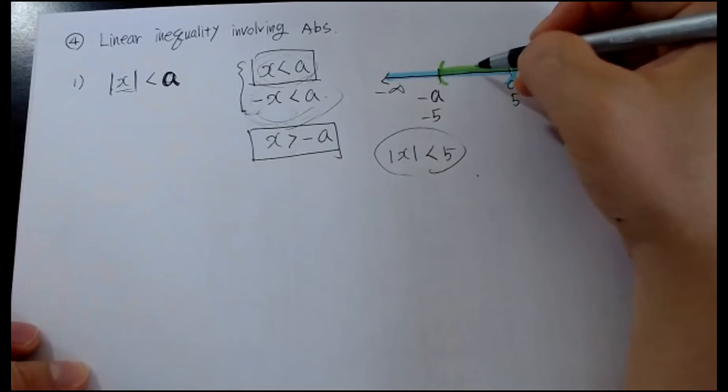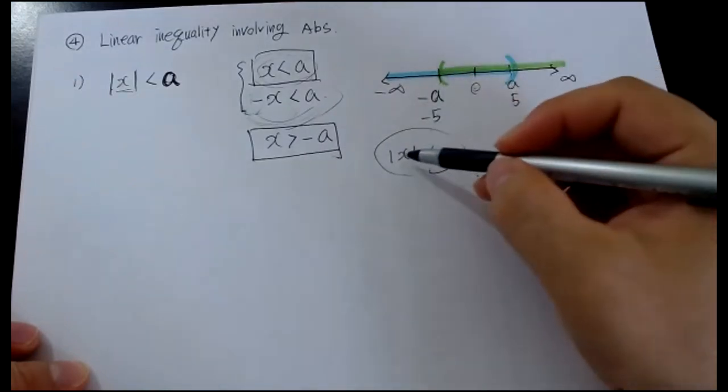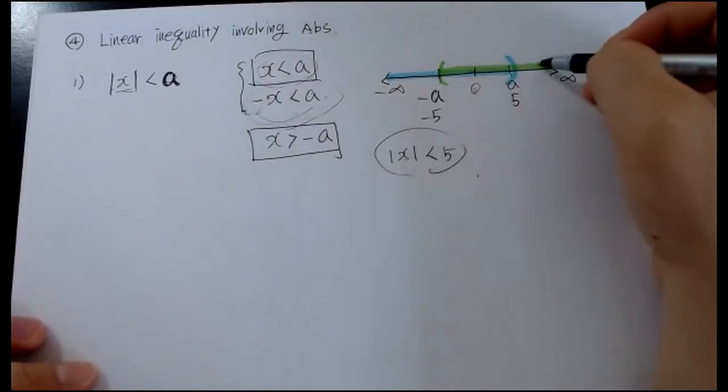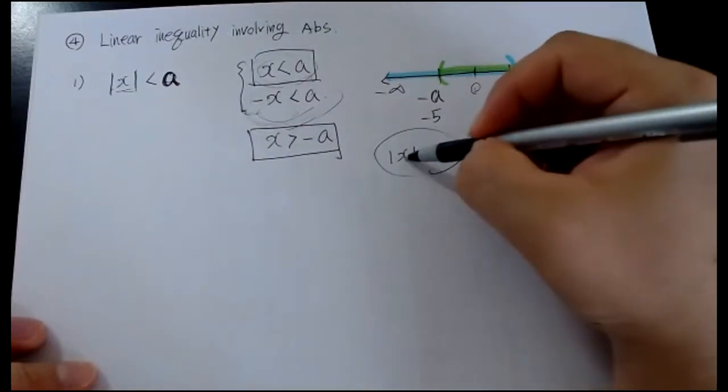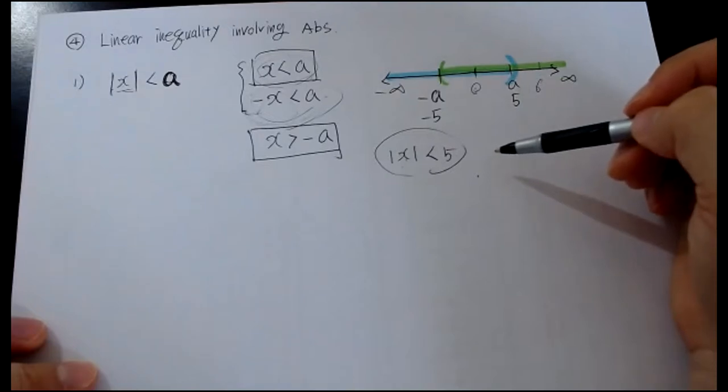Let me plug in 0 into here. Then 0 is less than 5. It makes sense, right? So 0 must be a solution. What about 6? Plug in 6 right here. Then you're going to get 6 is less than 5. Doesn't make sense. It's not true.